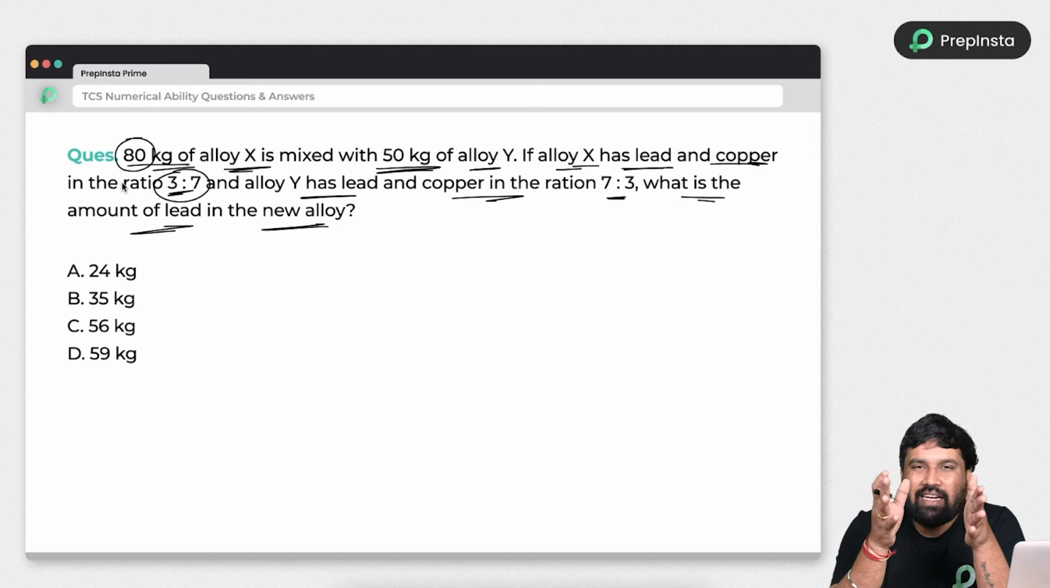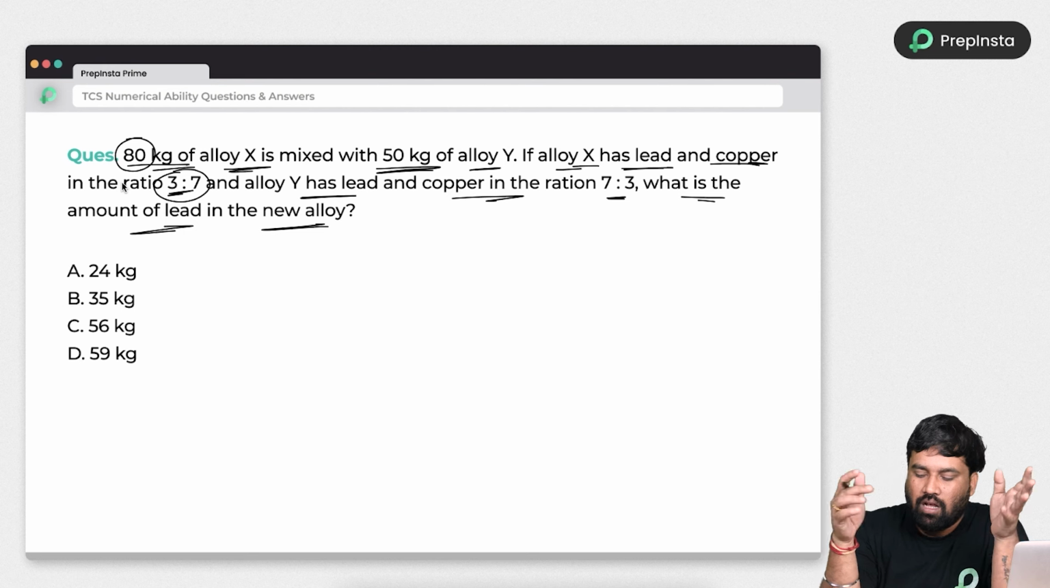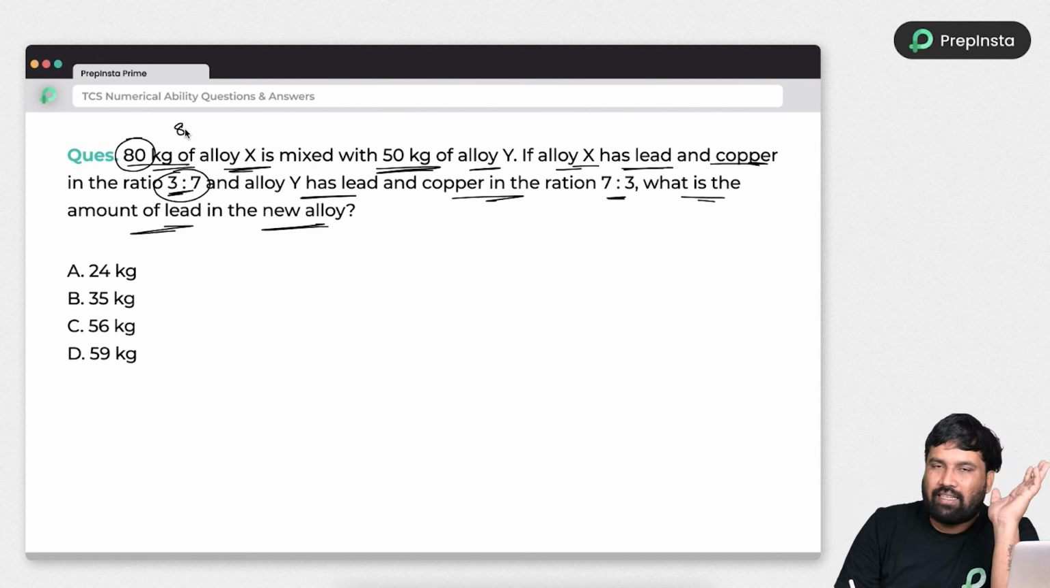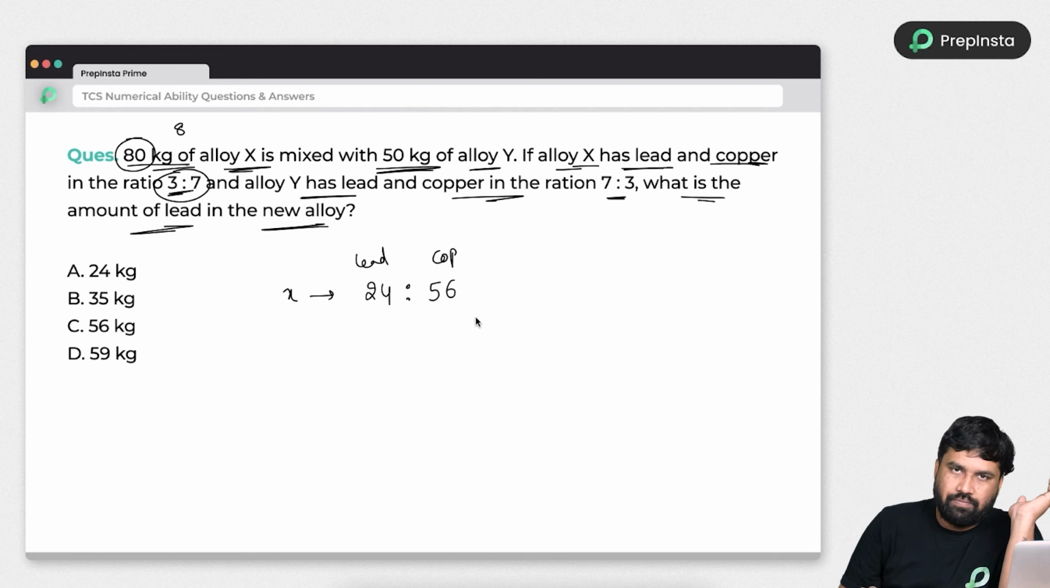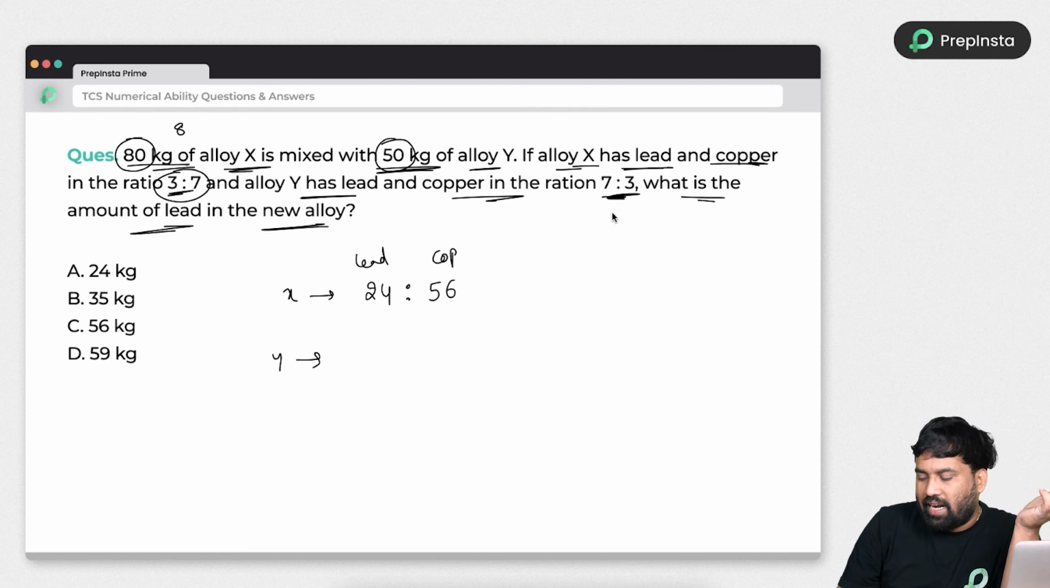So divide that 80 into 10 equal parts, which means one part is 8 kgs. So 3 parts is 24 and 7 parts is 56. So in X, we have lead and copper in this ratio. Next, in Y, 50 kgs you need to divide in the ratio 7:3. 7:3 means again 10 parts, so 1 unit is 5. So 5 sevens are 35, 5 threes are 15.